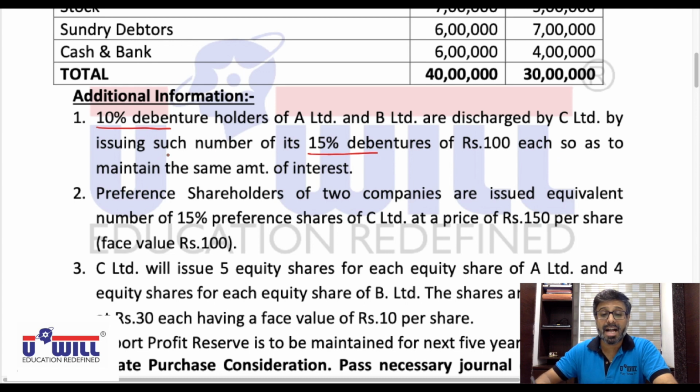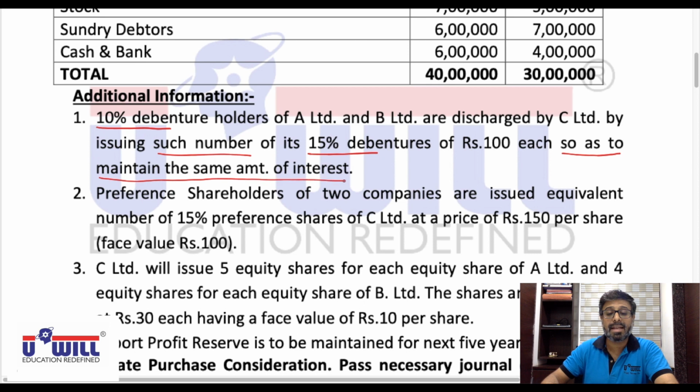Further, they are to be discharged by issuing such number so as to maintain the same amount of interest. This we will see in detail when we take up the workings. But right now you can underline this: 10% debentures are discharged by 15% debentures. And what number of debentures will be given? The number will be given in a way where they maintain the same amount of interest, meaning whatever interest they are earning in A Limited and B Limited, the same interest they will be earning in C Limited also.